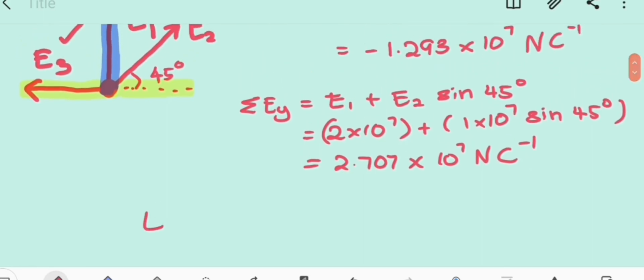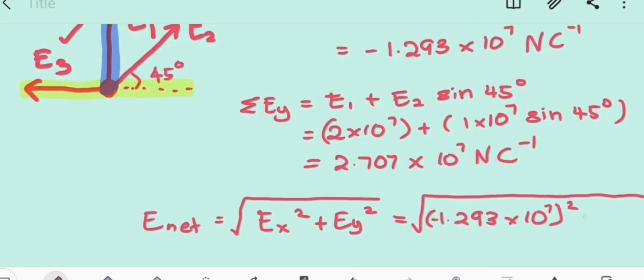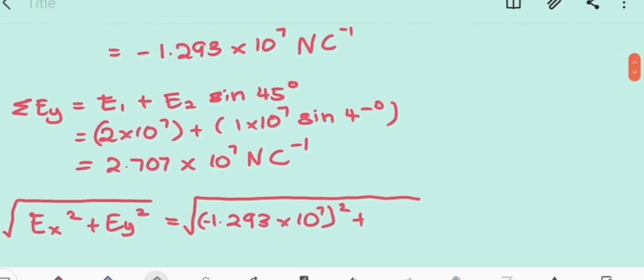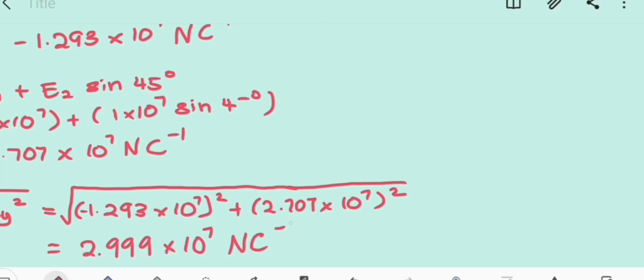And finally, as usual, after we have done the vectors, we get the E net. So the E net equals the square root of Ex squared plus Ey squared, and we substitute all the values that we got from the above steps. And the final answer is 2.999 times 10 to the power of 7 Newton per Coulomb. That's all. Thank you everyone.